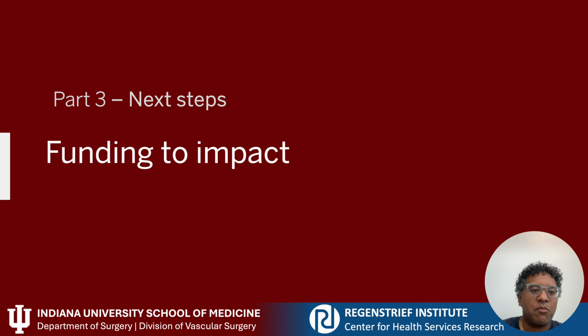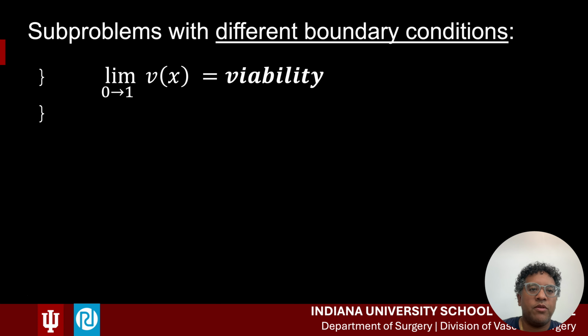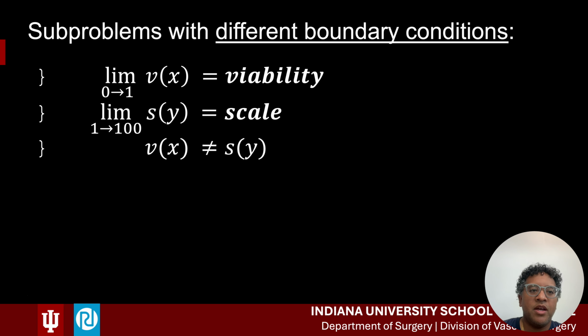I wanted to talk about a practical example of funding to impact. Within creating something that's very novel and innovative in the healthcare technology space or in the research space, you have to solve two problems. The first is the 0 to 1 problem, or determining viability of whatever your novel technique is. And then the second is scale. These two things are not the same problem.